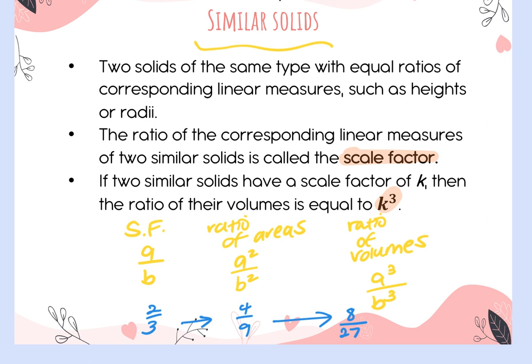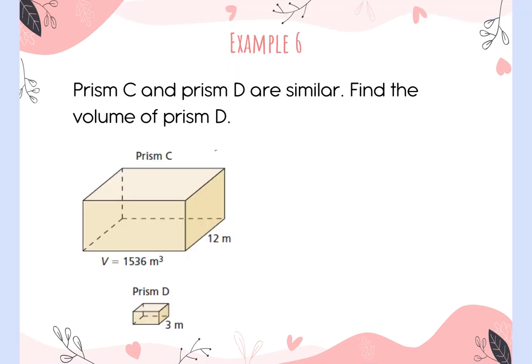So they could give you any of those 3. Like it could say, if this is the ratio of the areas, what's the scale factor? You work backwards. If this is the ratio of the volumes, then what's the scale factor? You could work backwards, okay? One relates to the other. You'd have to cube root the last one to get to the first one. Or you could see it something like this. Prism C and prism D are similar. Find the volume of prism D.